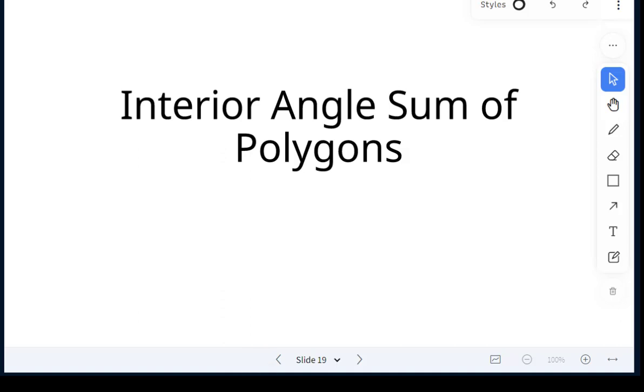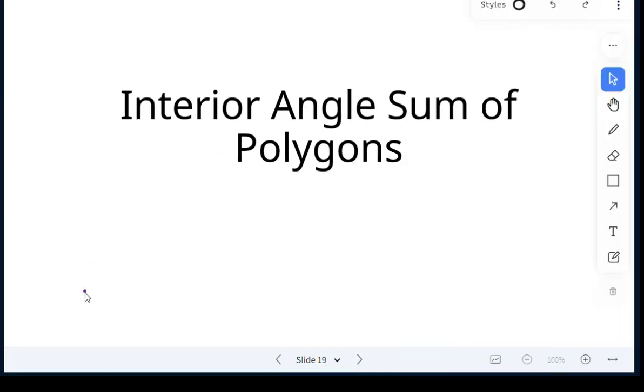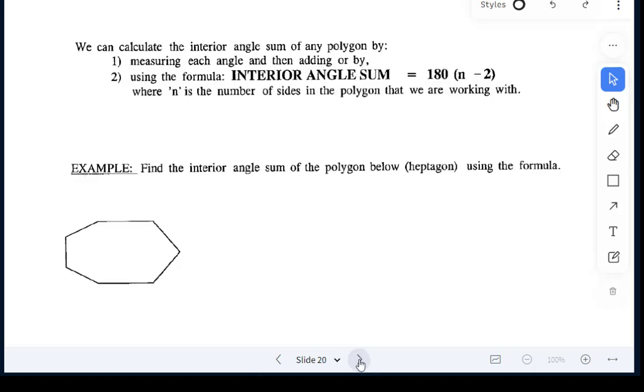Okay, so today's class we are looking at interior angle sum of polygons. We're also going to look at congruent triangles and similar triangles. And that will be all that we're looking at today. So let's start with the interior angle sum of polygons.